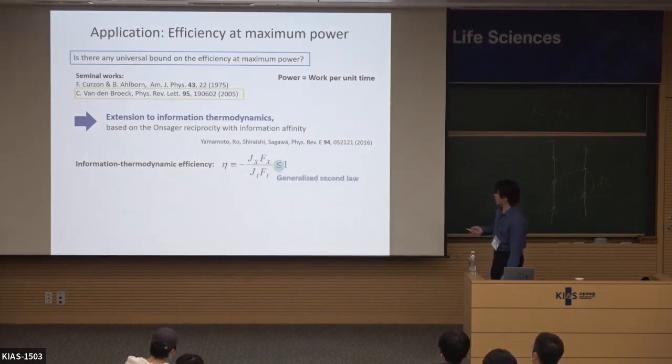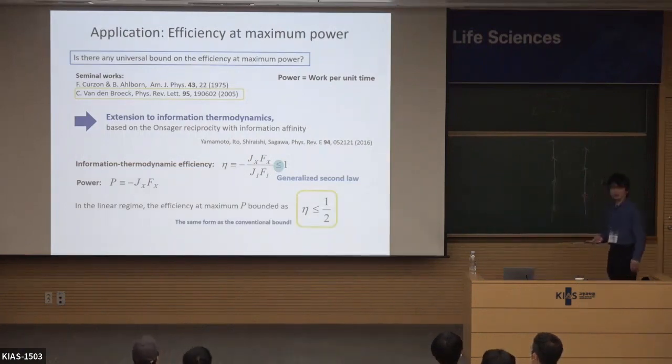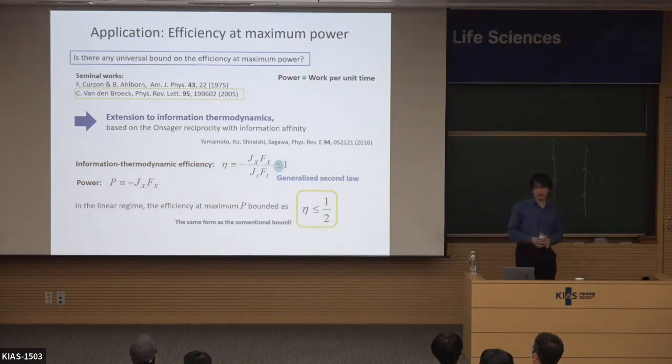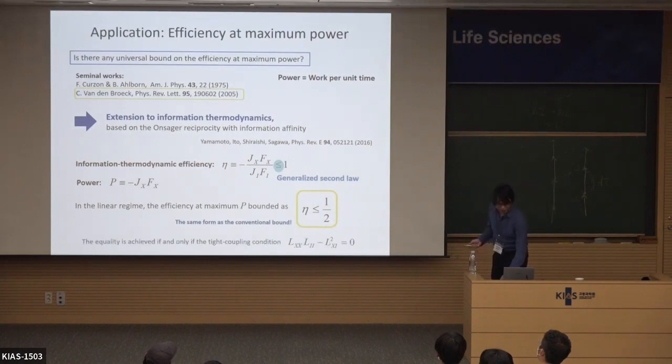Also, the generalized second law says that the efficiency is not greater than one. Then we can prove that if we maximize the power, the efficiency should be less than one half. This is the same result as the conventional case without information. Once we have the Onsager reciprocity, we can use the same technique for the proof of this. So this is the application of the Onsager reciprocity for information heat engines.